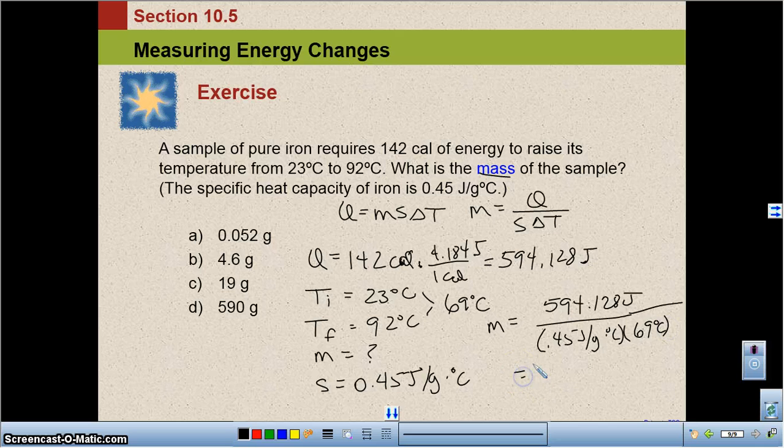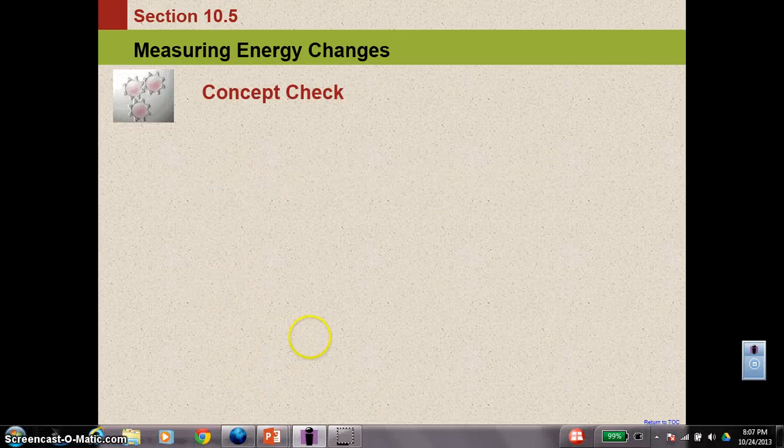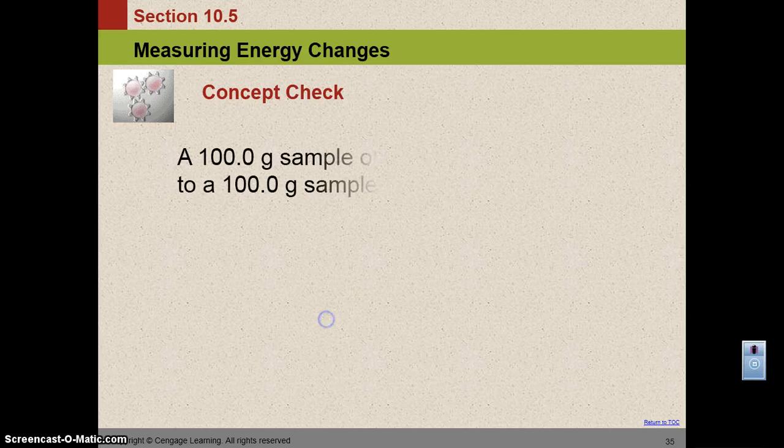And we're going to throw that into the calculator, and we're going to get 19.13, and that's going to be in grams. So our answer in this case is going to be C. Let's take a look at the next concept check.